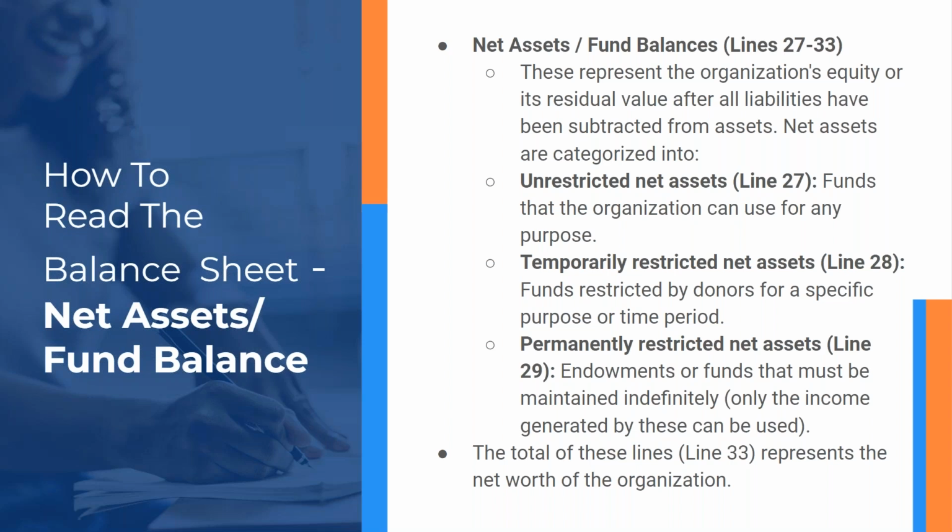The net assets are categorized into unrestricted net assets, which are funds that the organization can use for any purpose; temporarily restricted net assets, which are funds restricted by donors for a specific purpose or time period; or permanently restricted net assets, endowments or funds that must be maintained indefinitely. Only the income generated by these can be used. The total of these lines, reported on line 33, represents the net worth of the organization.